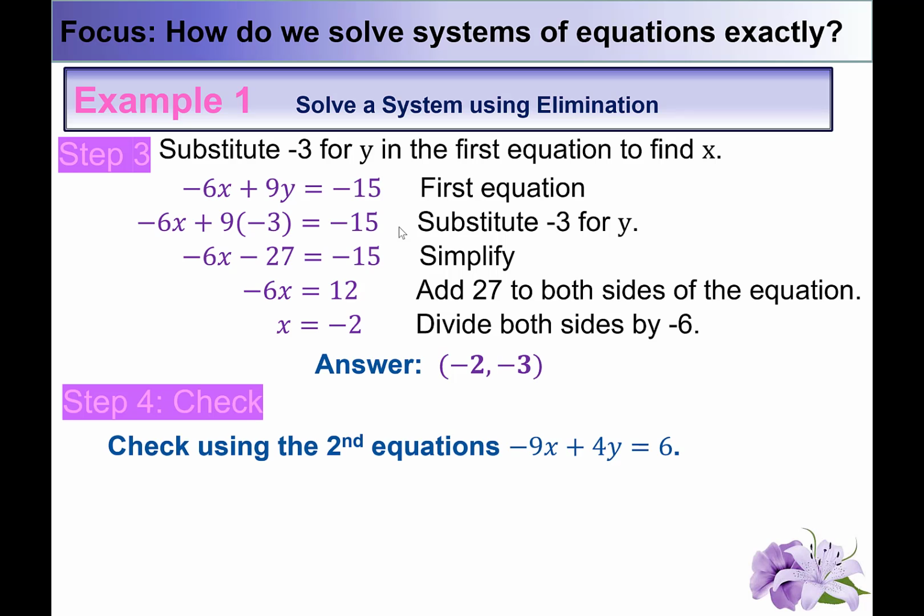Our final step is to check. I'm going to check using the second equation by substituting in negative 2 for x and negative 3 for y. When we simplify, I get 18 minus 12, and 18 minus 12 is 6. So we know we solved the solution correctly since our check is correct.